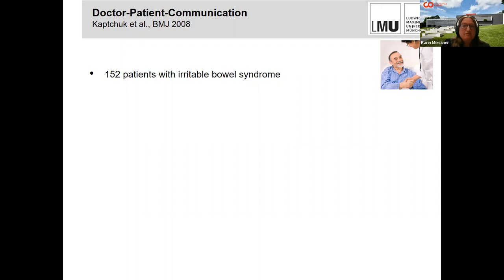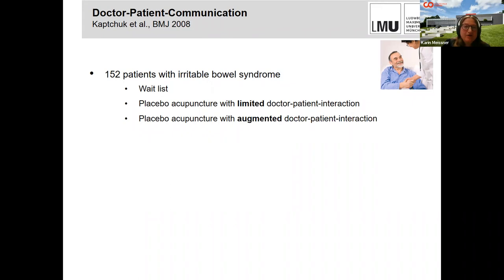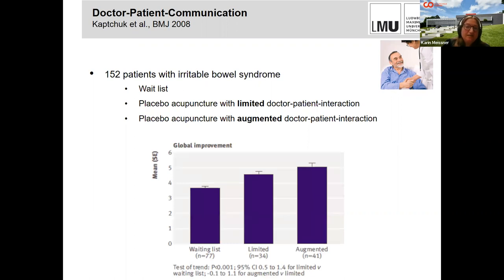One study, just as an example, this was one of the first studies in this regard, which showed that patients with irritable bowel syndrome who were randomized to either a waiting list control group or to a placebo group, they further were subdivided in a group in which they received a placebo acupuncture together with a limited doctor-patient interaction. And in the other placebo acupuncture group, the provider was very empathetic and talked a lot with the patient. And then they looked at the placebo effect after 3 weeks, and they could show that in the waiting list control group, there was already some kind of improvement, but also in the placebo acupuncture group, with and without augmented doctor-patient interaction, there was an even larger placebo effect, and somehow the placebo effect increased with placebo acupuncture, and then again with an optimized doctor-patient relationship.